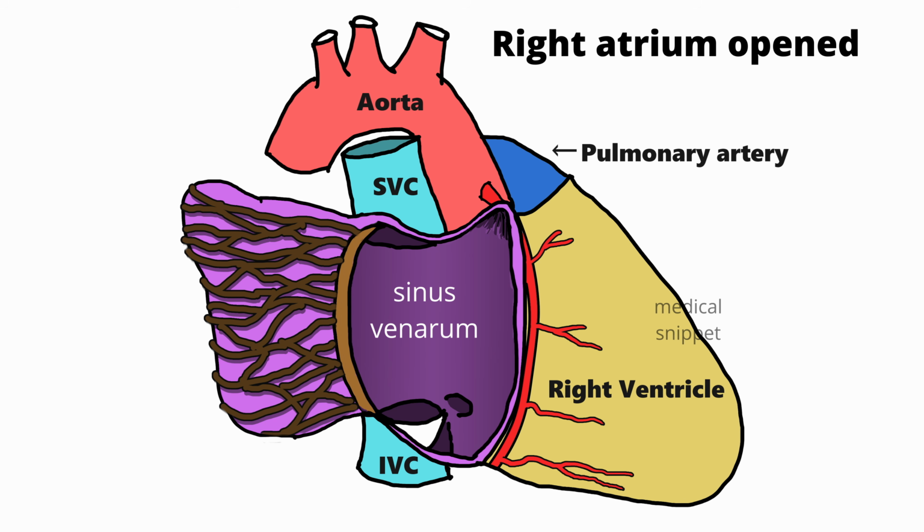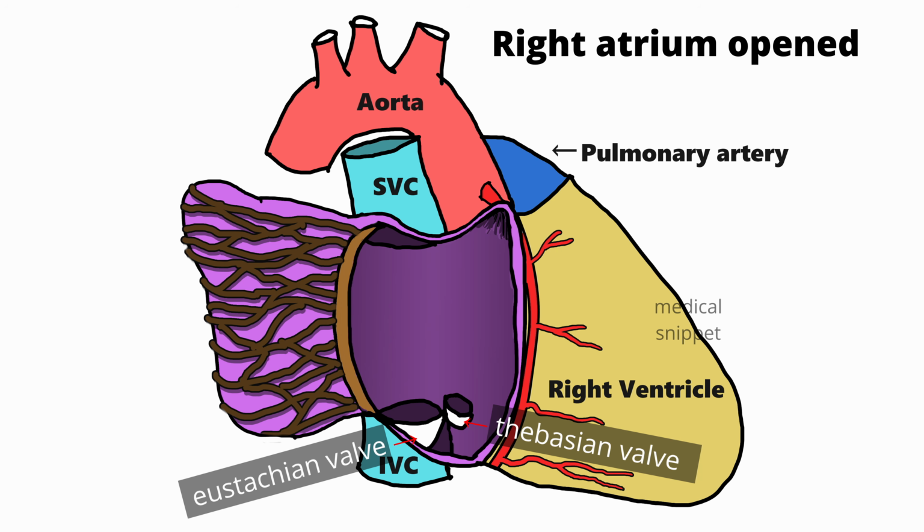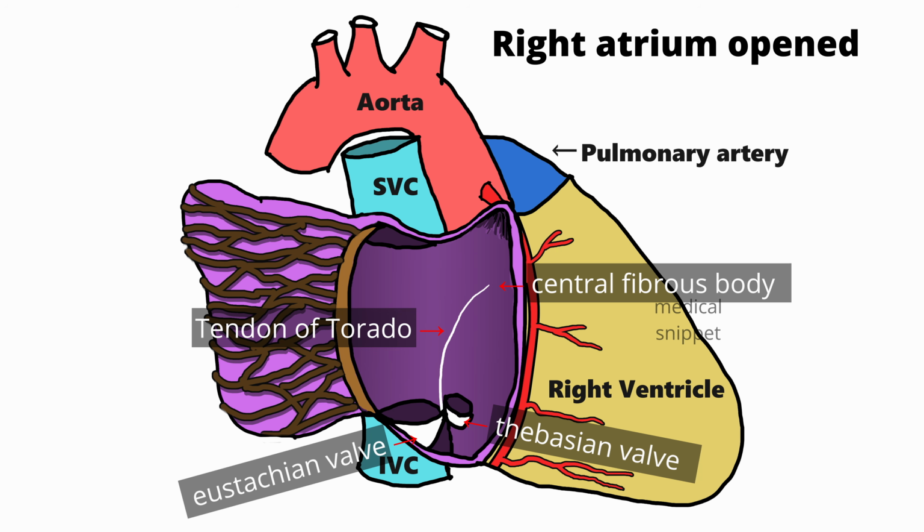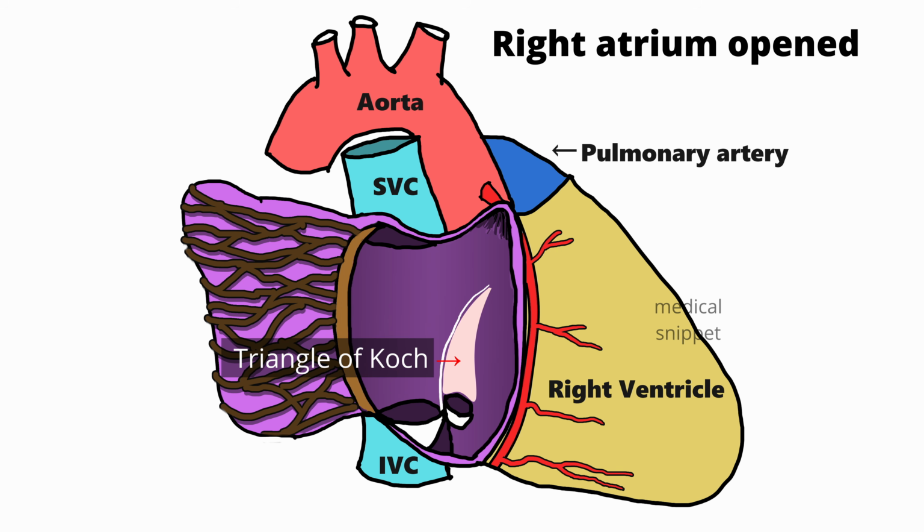The opening of the coronary sinus is also guarded by a valve called Thebesian valve. The Thebesian valve joins with the Eustachian valve laterally. At this junction, a tendinous structure called Tendon of Todaro runs along the septum to insert into the central fibrous body.